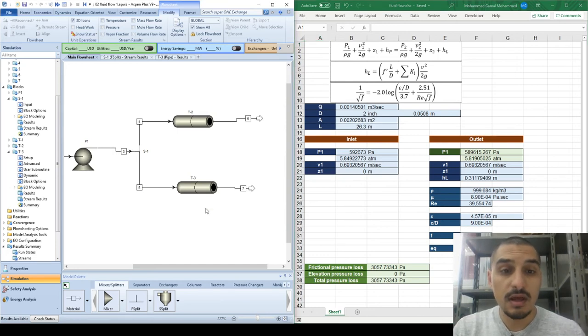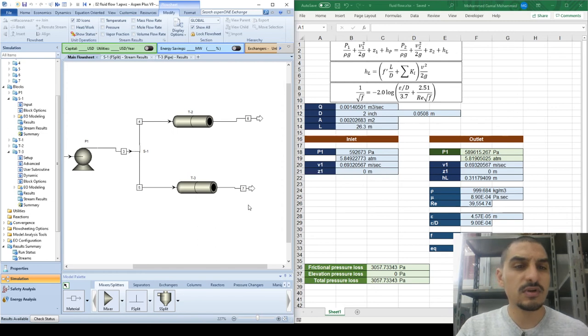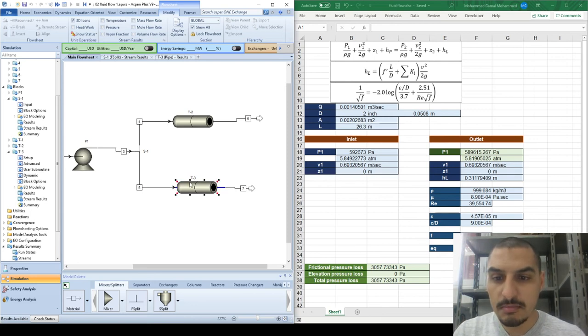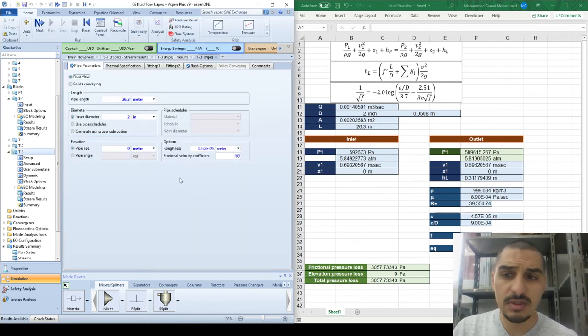Before continuing the rest of the flow sheet of the water system, I thought it's a good idea to do the calculations manually and compare them to what we find in Aspen Plus, just to refresh the information and to understand how the calculations are made. So I'm going to do the manual calculations for the pipe, which is only one segment.